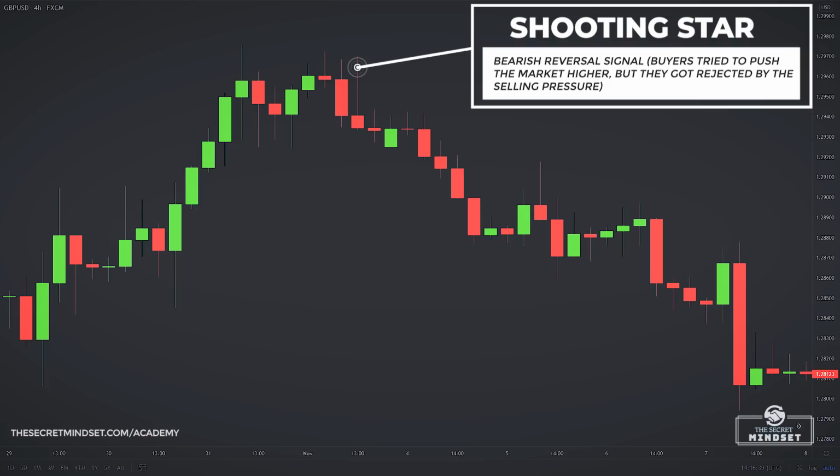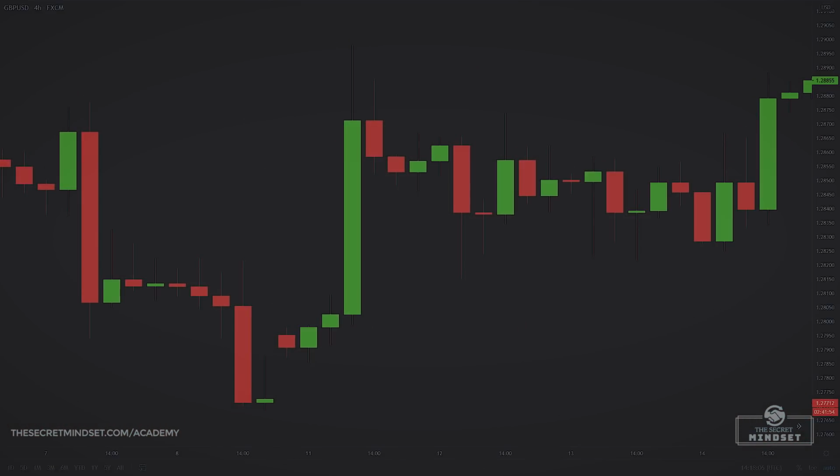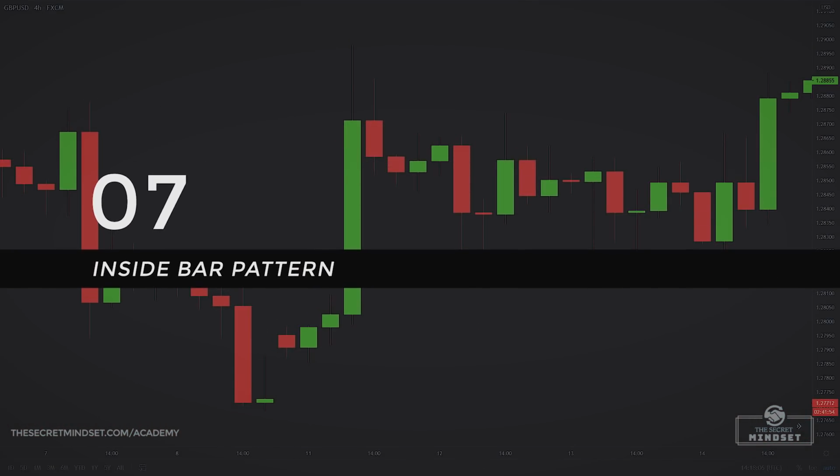When this pattern occurs in an uptrend, it indicates a bearish reversal signal. The psychology behind the formation of this pattern is that buyers tried to push the market higher, but they got rejected by the selling pressure. When this candlestick forms near a key resistance level, it should be taken as a high probability setup. Another important formation is the inside bar.